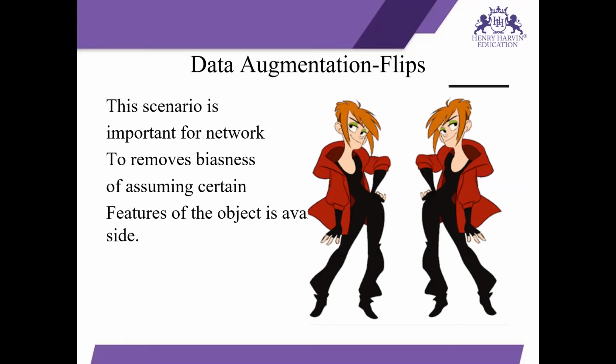The width shift range and height shift range arguments to the constructor control the amount of horizontal and vertical shift. Here you can see that this scenario is important for the network. This is basically to remove the bias of assuming certain features of the object.